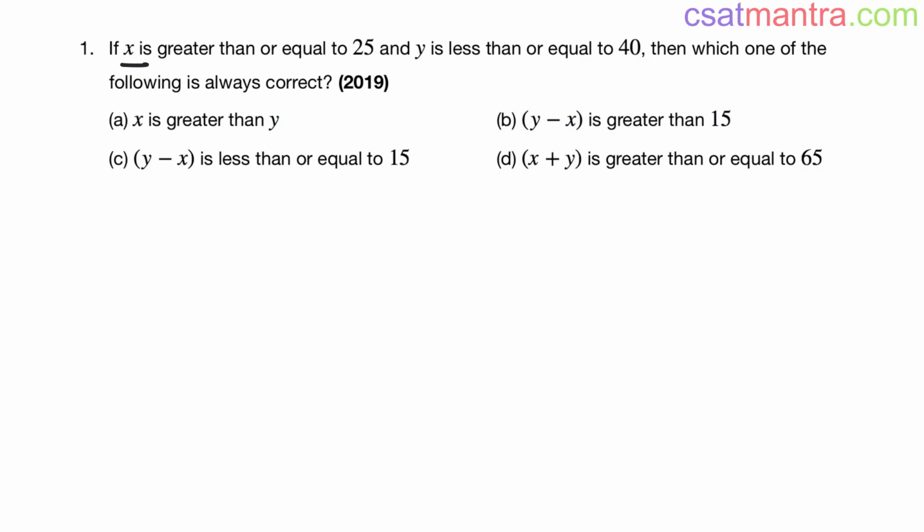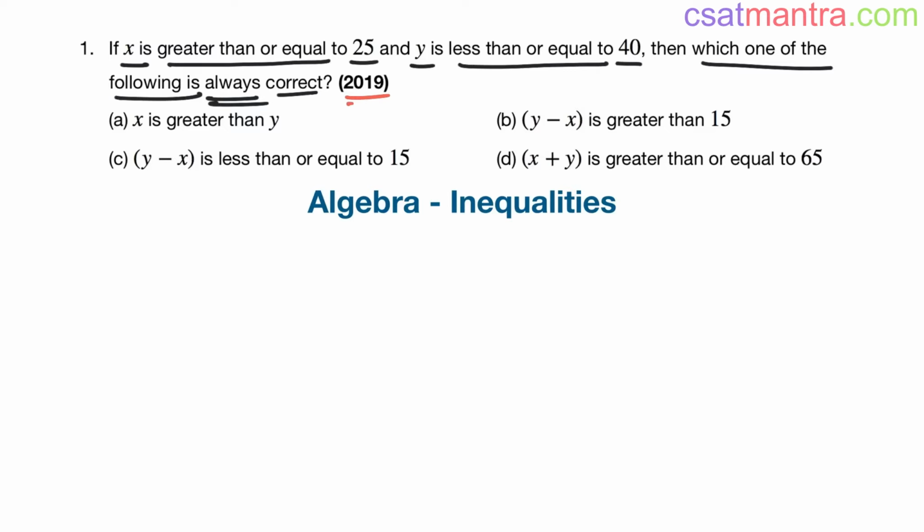If x is greater than or equal to 25 and y is less than or equal to 40, then which one of the following is always correct? This question was asked in 2019 from the algebra chapter, based on the inequalities concept. We have learnt about inequalities properties in this lecture, my friends.